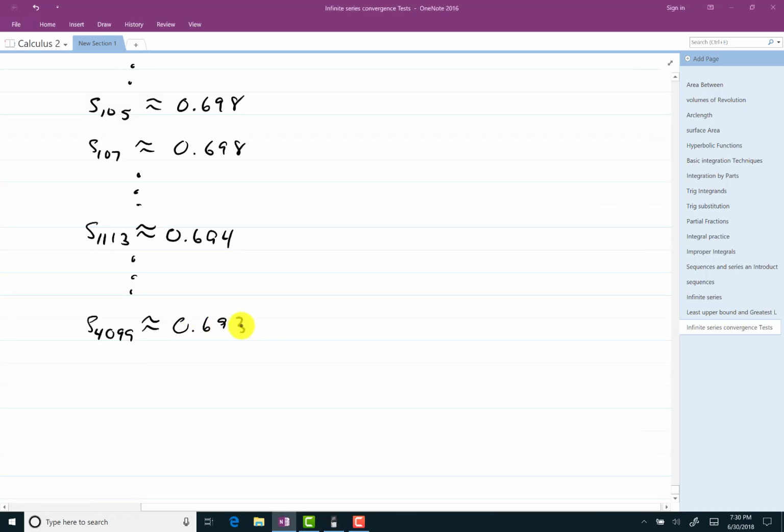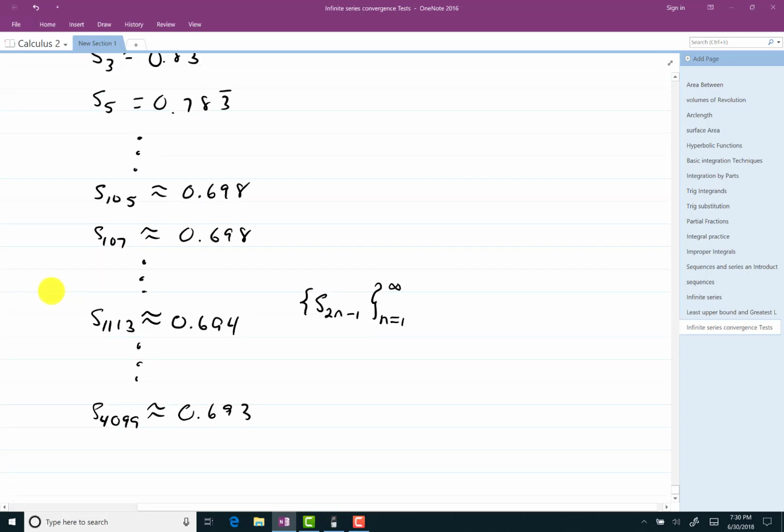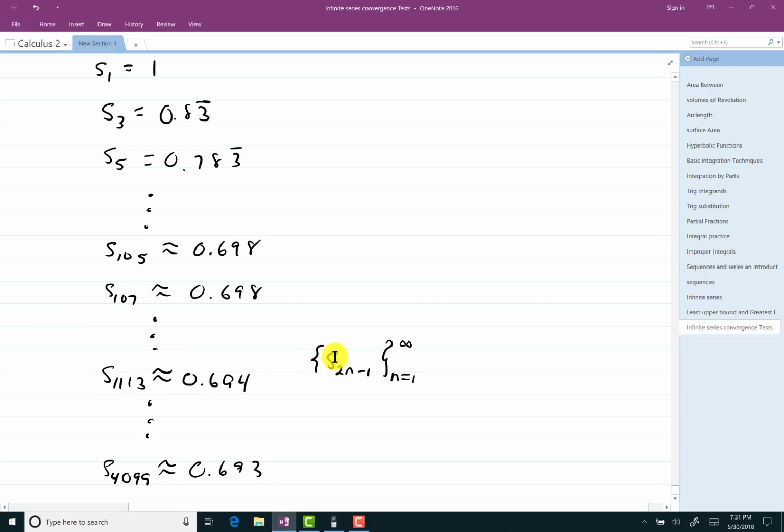Now, it may not be going fast, but it is decreasing. So these are all the odd numbers. So the odd terms, let's say S sub 2n minus 1. If I start that at 1 and go off to infinity, let's make sure I get the right numbers. When n is 1, we'll have S1. When n is 2, we'll have S3. Then when n is 3, we'll have S5. So this gives us all the odd terms. So this sequence is decreasing.